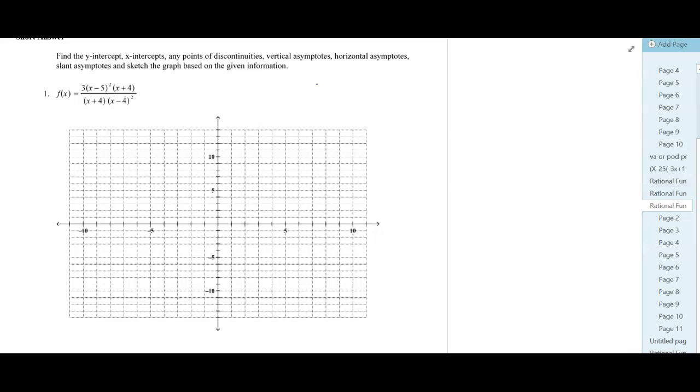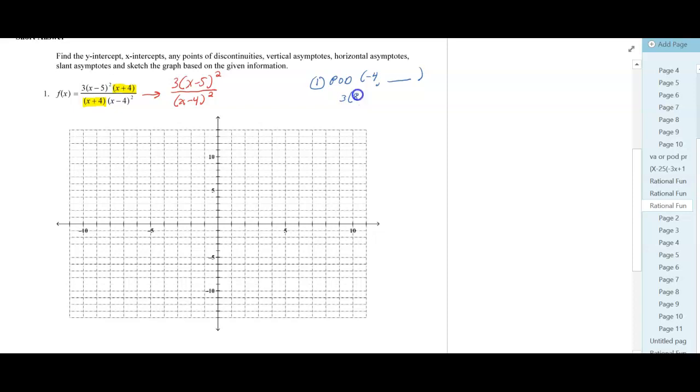If you look at example number 1, the first thing you should notice is the x plus 4's are in common, and they're going to completely reduce out. So there's a point of discontinuity when x is negative 4. Here in red, I'm writing the reduced rational function. To calculate the y value, we need to plug negative 4 into the reduced expression, into that red equation.